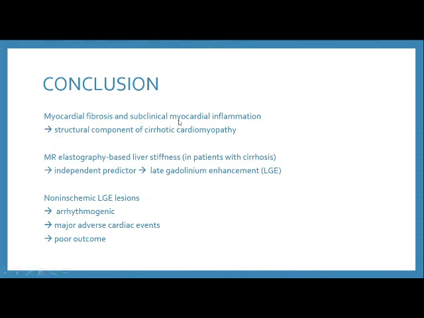Myocardial fibrosis and subclinical myocardial inflammation, that is before symptoms start, seem to be a structural component of cirrhotic cardiomyopathy. So again, inflammation and fibrosis seem to be a part of cardiomyopathy in the context of cirrhosis, to put it in other words. The MR elastography-based liver stiffness in patients with cirrhosis was seen to be an independent predictor of late gadolinium enhancement, which is speaking of, again, fibrosis in this case.